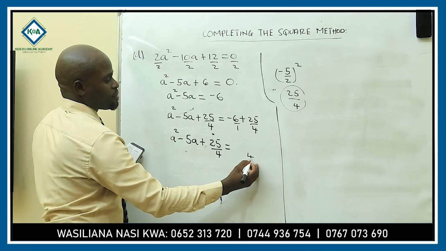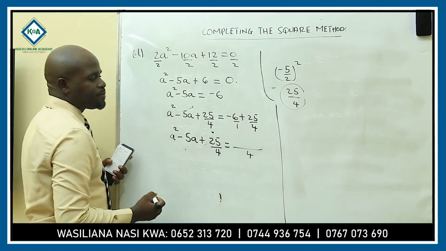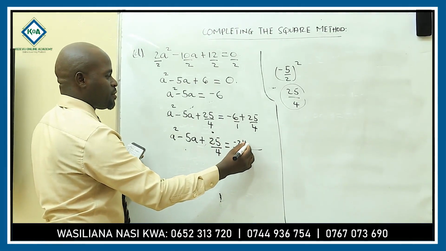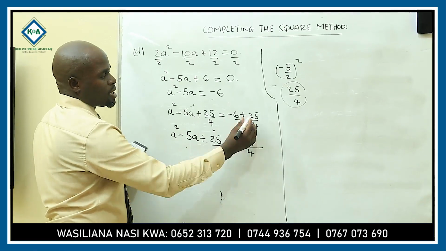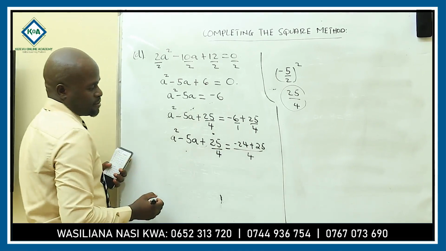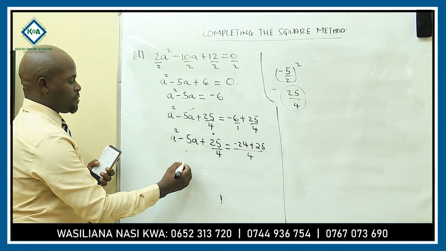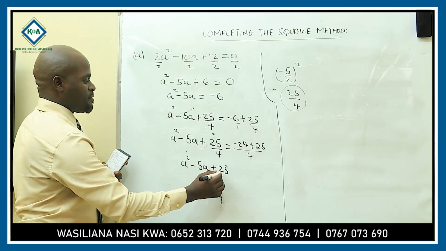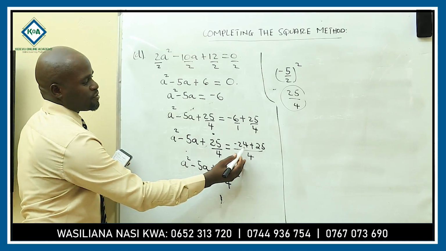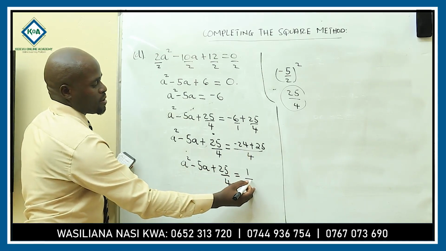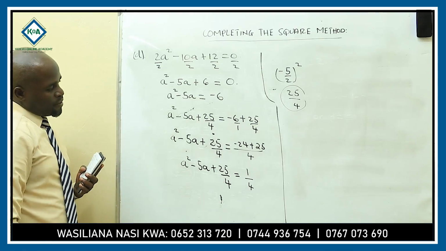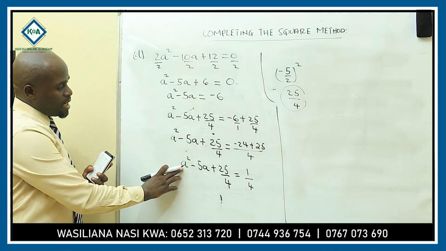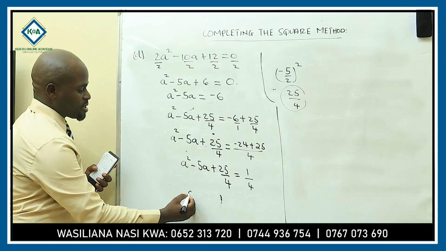Yes. So then we have a squared minus 5a plus 25 over 4 is equal to, here it is 1, then the LCM is 4, 4 divided by 1 is 4. 4 times negative 6 is negative 24, plus 4 divided by 4 is 1, times 25, the answer is 25. So then we have a squared minus 5a plus 25 over 4 is equal to negative 24 plus 25, the answer is 1, then it is over 4.